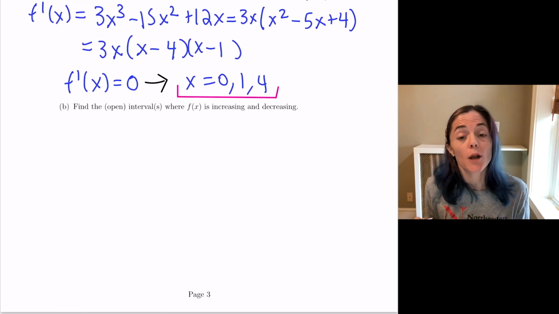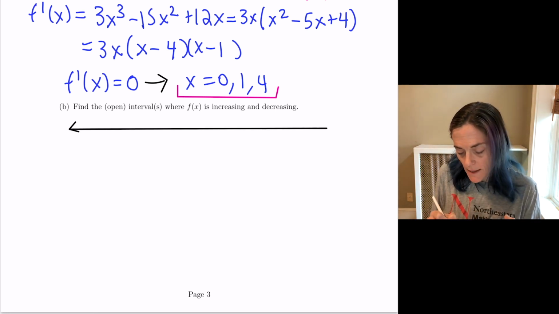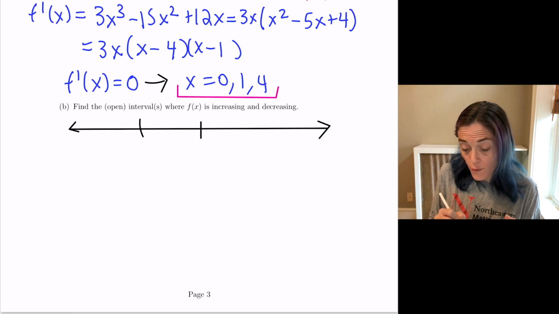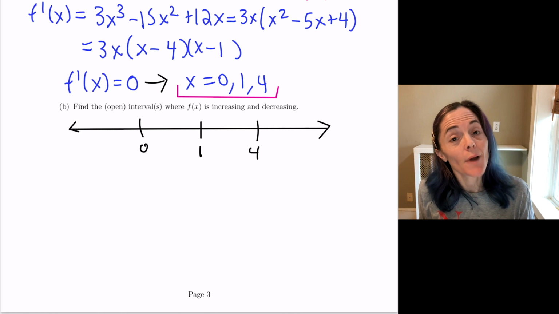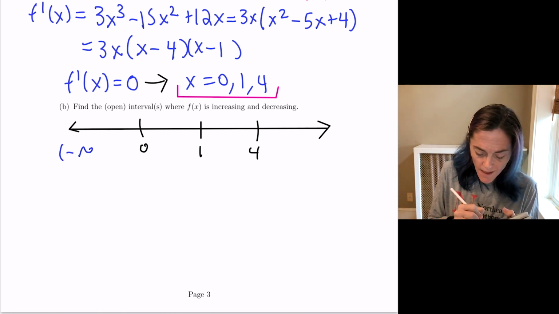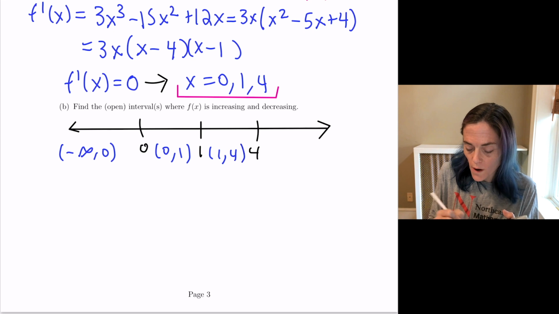Letter B, find open intervals where f of x is increasing and decreasing. I typically make a number line here. We have 3 critical numbers, 0, 1, and 4. Then I'll usually write my open intervals underneath. So this one goes minus infinity to 0. We have 0 to 1. We have 1 to 4, and then 4 to infinity.